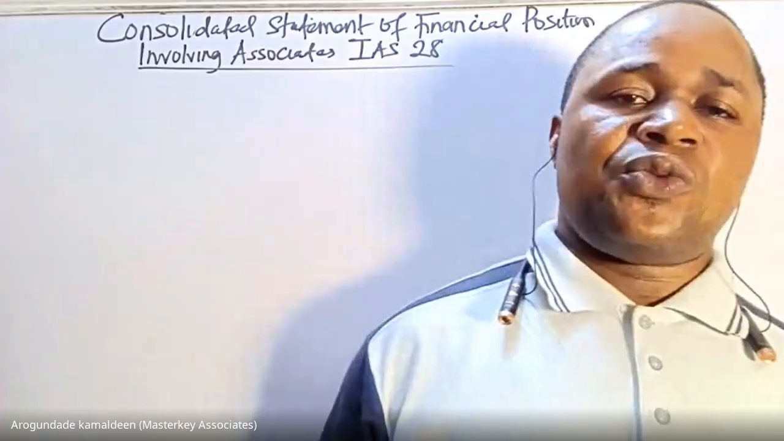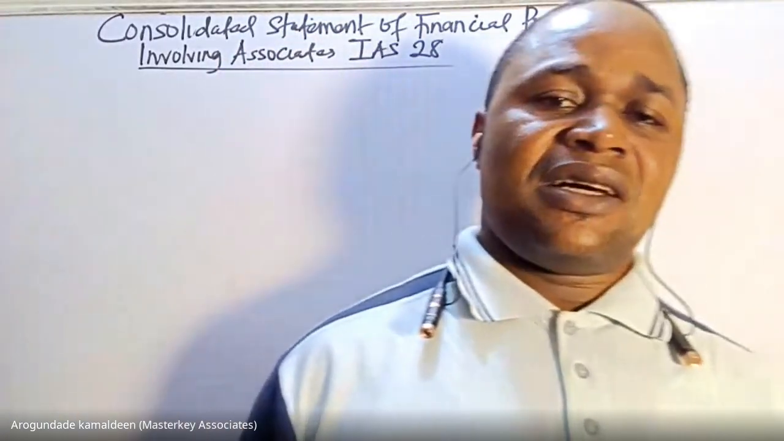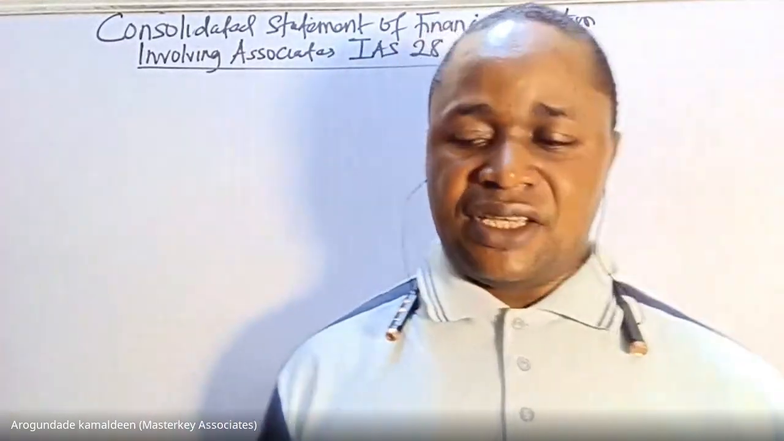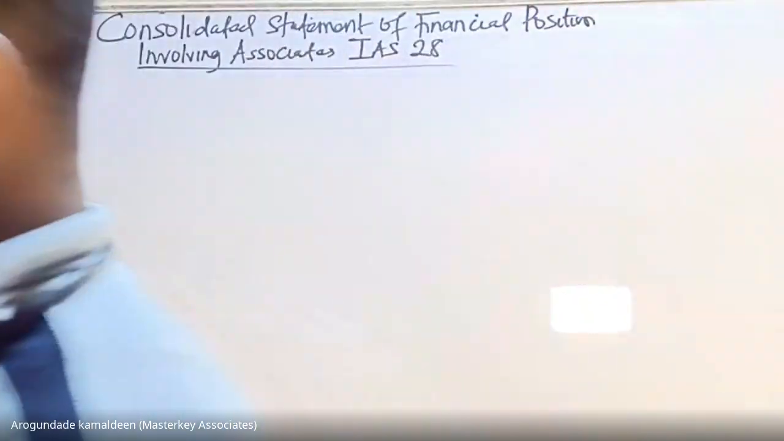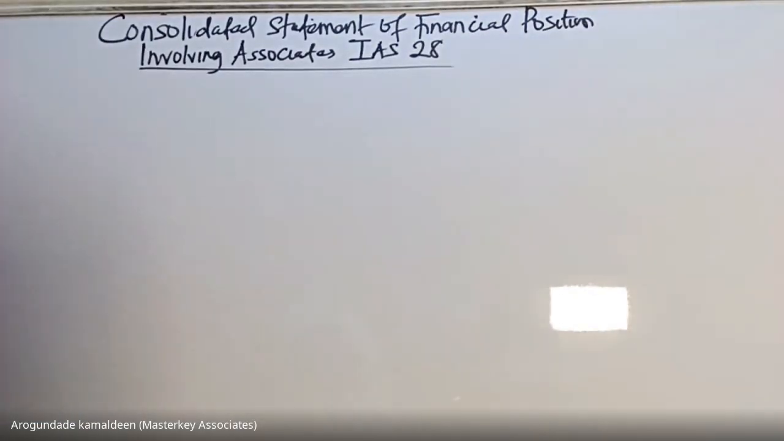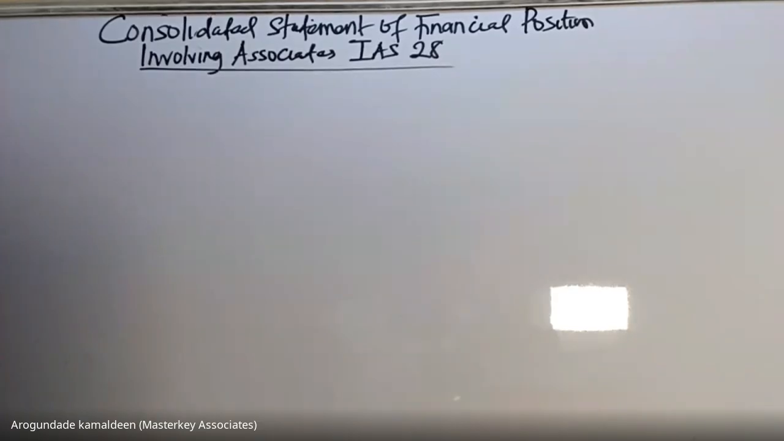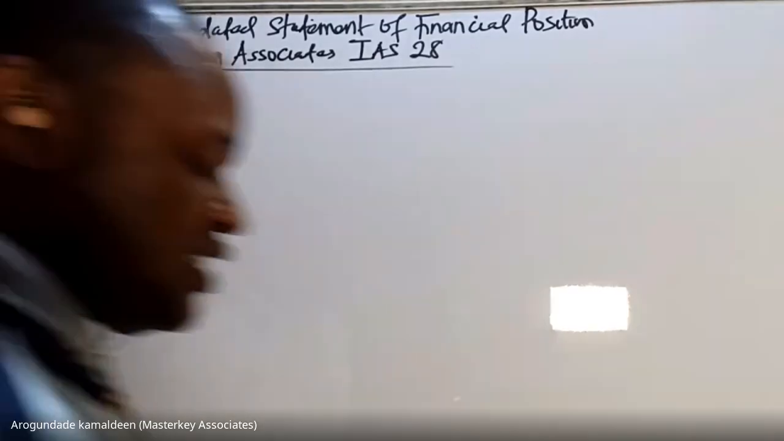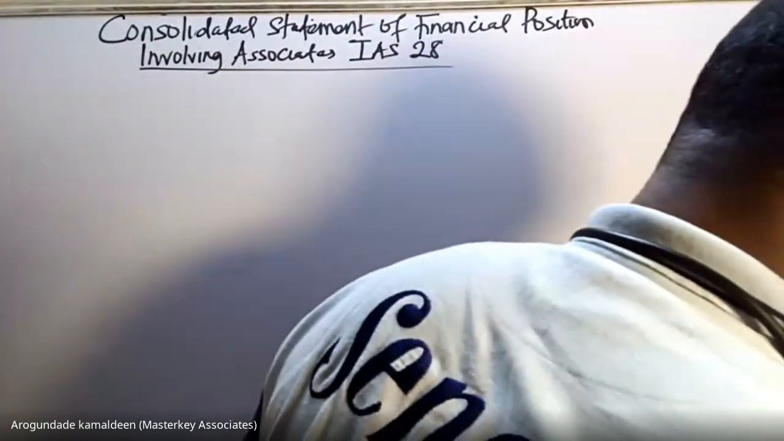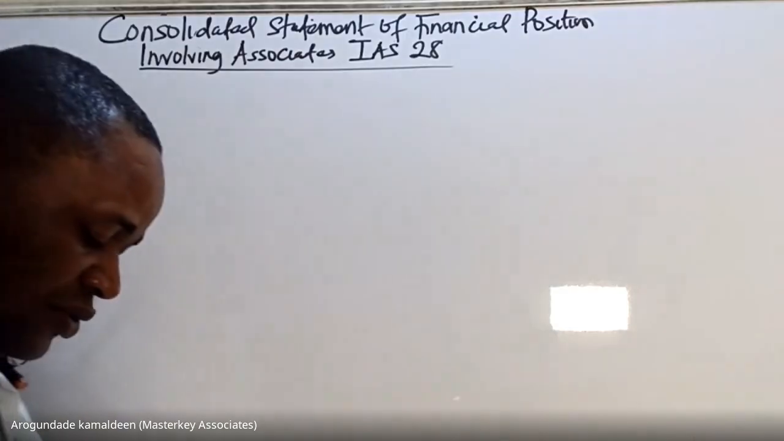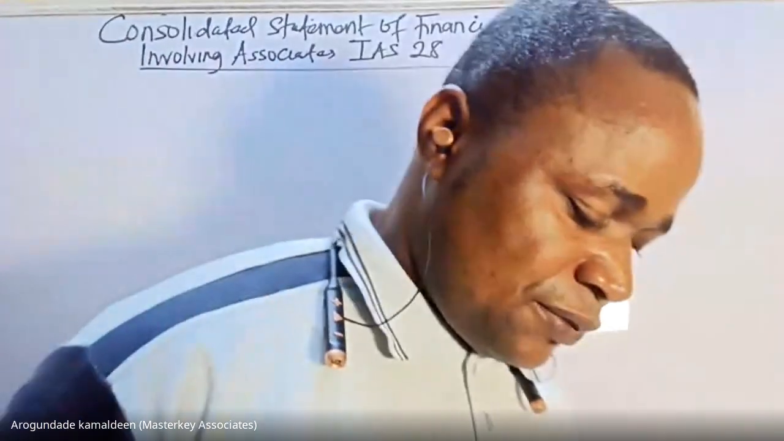Today we are going to go a bit higher by incorporating an associate, investment in associate. That is a requirement of the syllabus. A parent company, one subsidiary, and one associate. So IAS 28, investment in associate and joint venture.